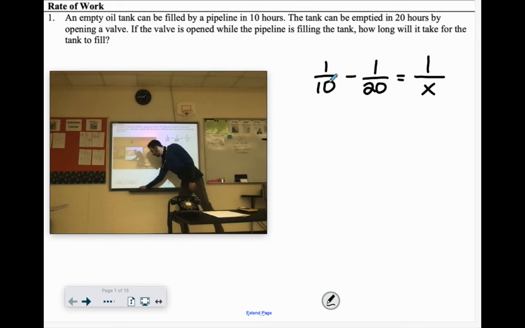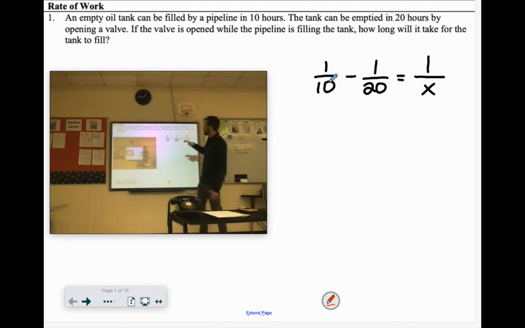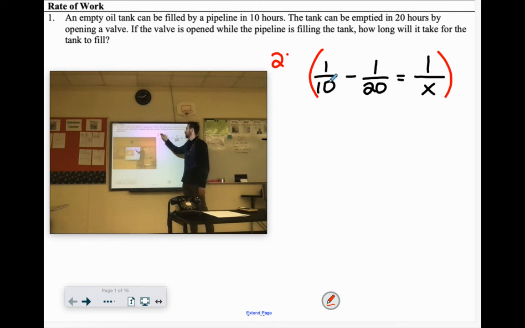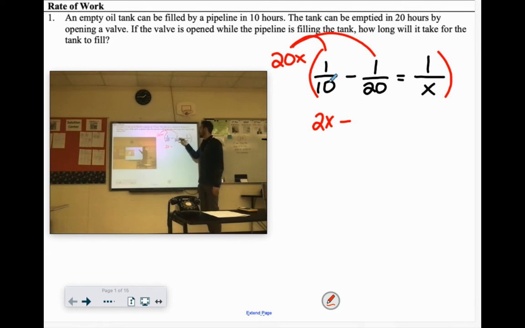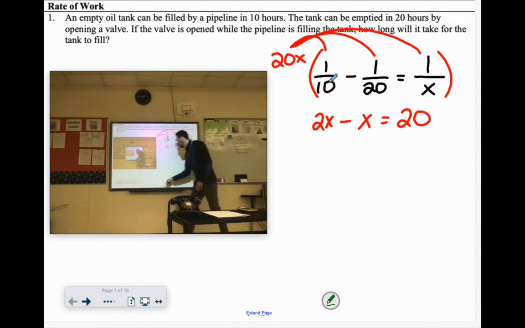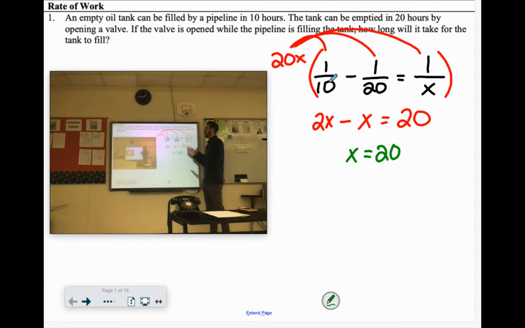So what we did earlier when we were solving problems like this is we multiplied the entire equation by a common denominator. The least common multiple that we can have, or the lowest common denominator, would be 20x. So 20x times 1 is 20x, divided by 10 is 2x. 20x times 1 is 20x, divided by 20 is x. 20x times 1 is 20x, divided by x is 20. Oh, 2x minus x, okay, that's x. X equals 20. Done. 20 hours.